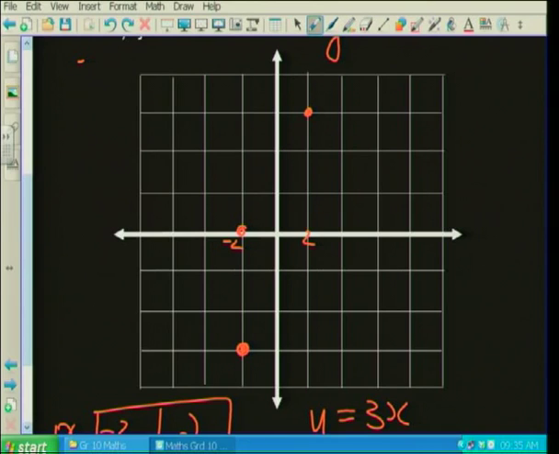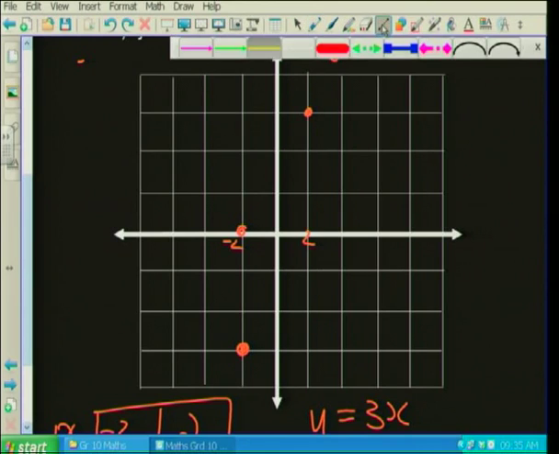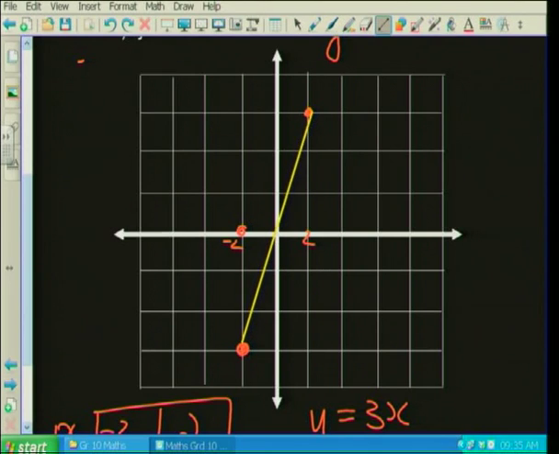And now I'm just going to connect those 2 points. I now know exactly how steep my line needs to be. And I'm drawing a straight line in between the two. And please note that it goes through the origin.